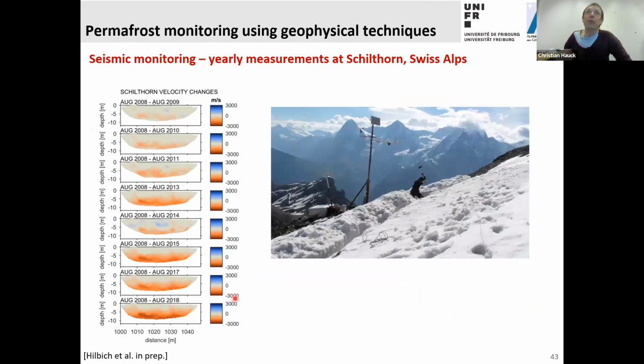Also, only very briefly, we can, of course, do the same for seismics. And we did that for one site or for two sites in the Swiss Alps. And again, we see a clear signal in increasing travel times and decreasing seismic P-wave velocities in the same way.